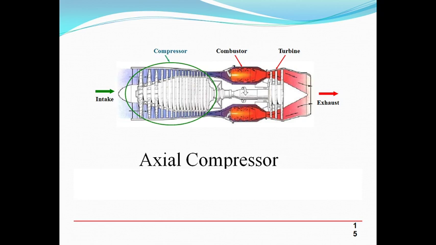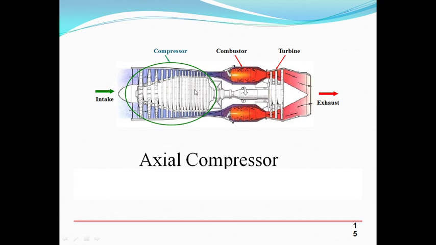This we have already seen. This is the intake, and then you have the compressors. You can see all these are the compressor rotors. You can see rotor 1, rotor 2, rotor 3, 4, 5, 6, 7, 8, 9, 10, 11, 12, 13, 14, 15, 16, 17. So it's a 17 stage compressor. But in the turbine, it's only 3 stages here.